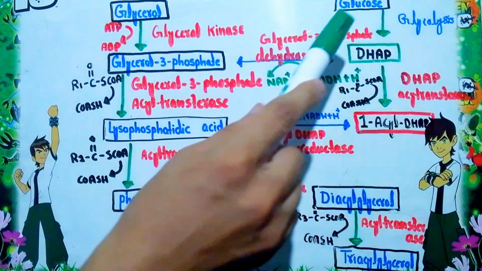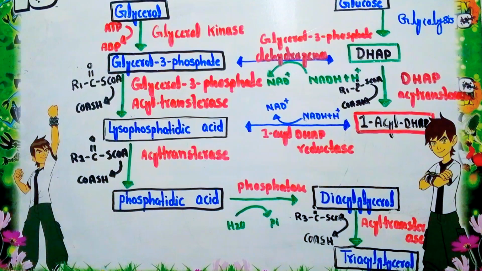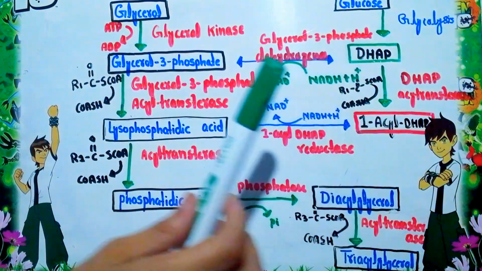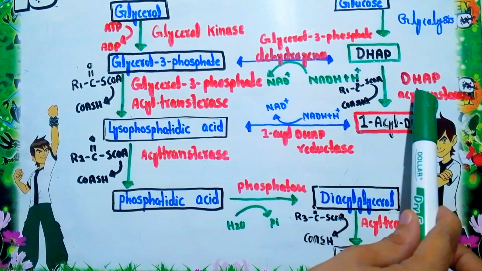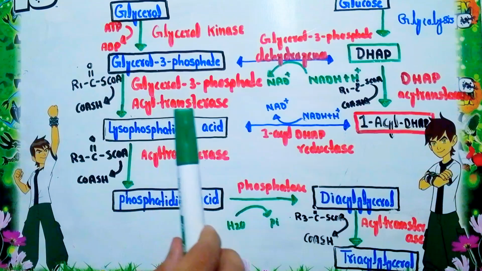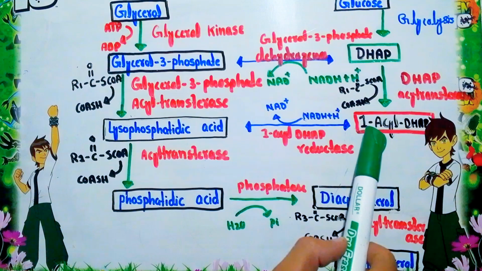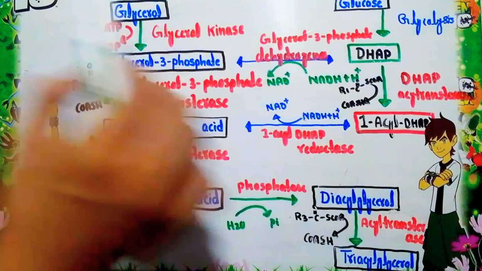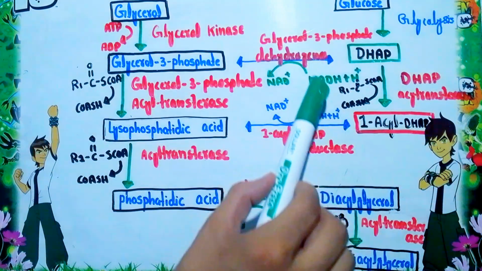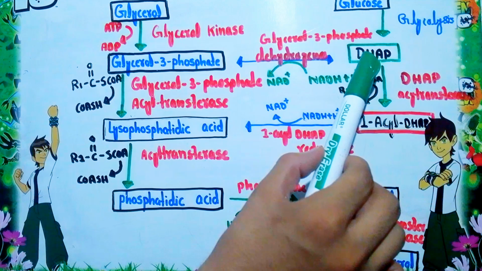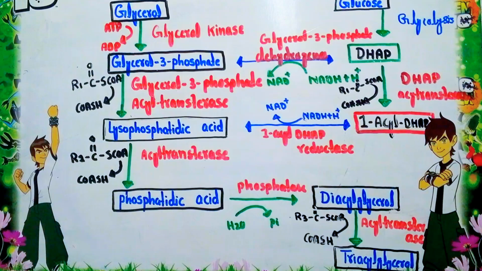As a result, this dihydroxyacetone phosphate is converted into glycerol 3 phosphate. Now, when this dihydroxyacetone phosphate is acted on by the enzyme dihydroxyacetone phosphate acyl transferase, it is converted into 1-acyl dihydroxyacetone phosphate. So finally, this enzyme removes the acyl group from the acyl coenzyme A and converts the dihydroxyacetone phosphate into 1-acyl dihydroxyacetone phosphate.